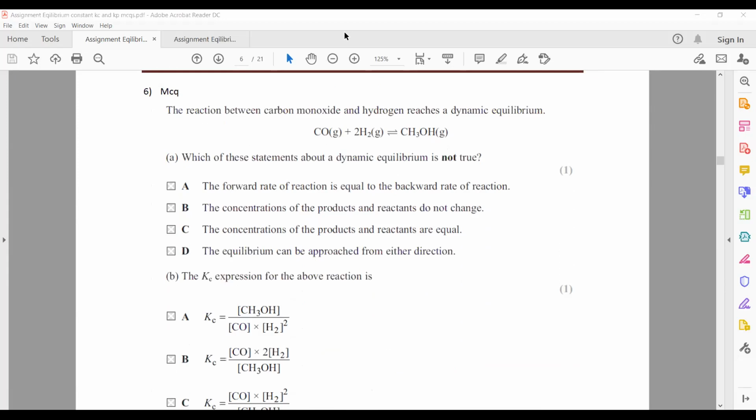Question 6. The equation between carbon monoxide and hydrogen reaches a dynamic equilibrium. Dynamic means that the reaction continues, but the concentration does not change. Which of the following statements about the dynamic equilibrium is not true? So the term dynamic equilibrium means the rates are the same, not the amount. That's why C is not a true statement.